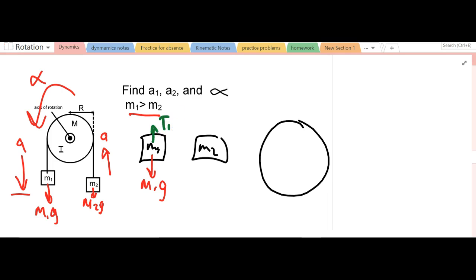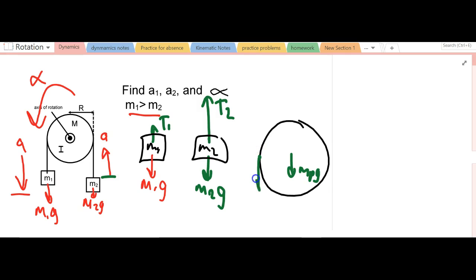The next one, I have gravity going down. Now, the acceleration is going up, so the upward force has to be larger. Right. Now, the last one. What about gravity on the pulley? That is there.